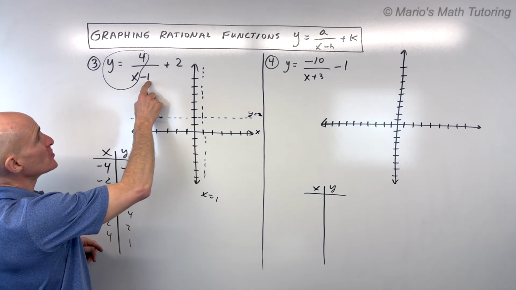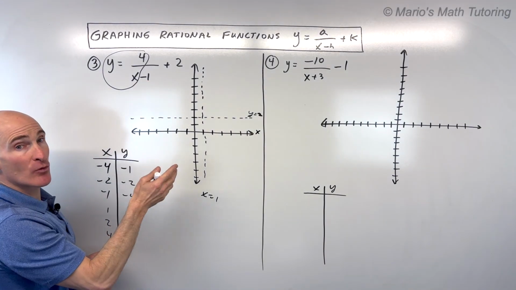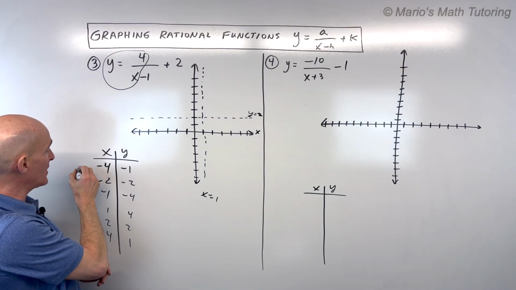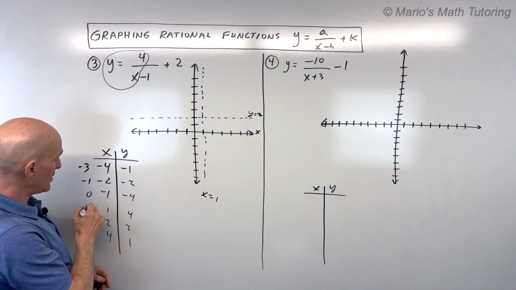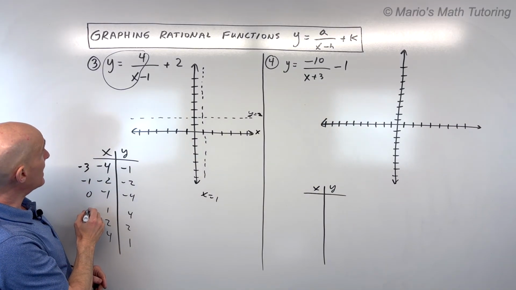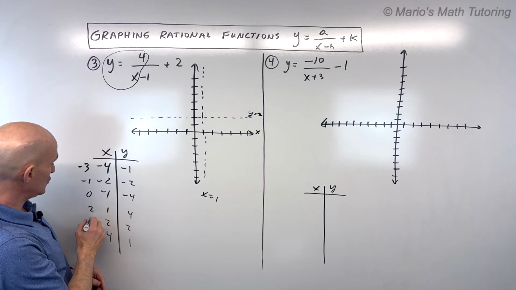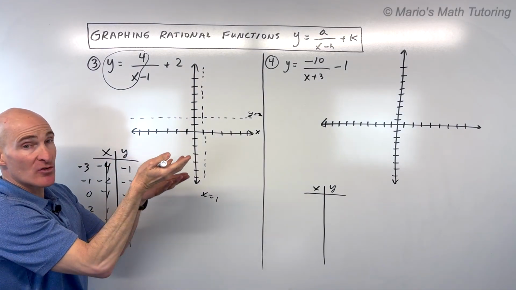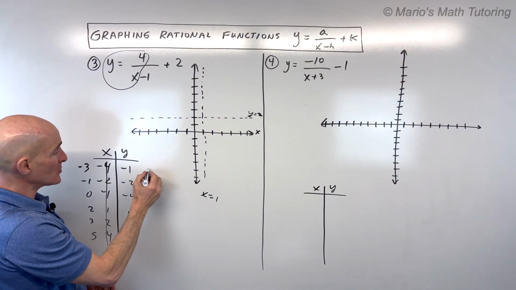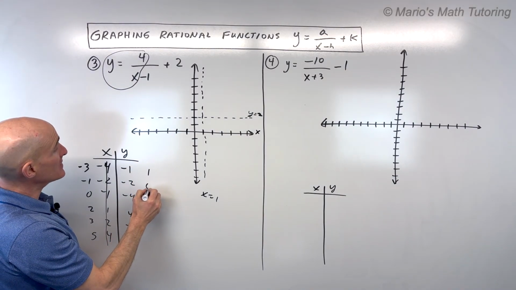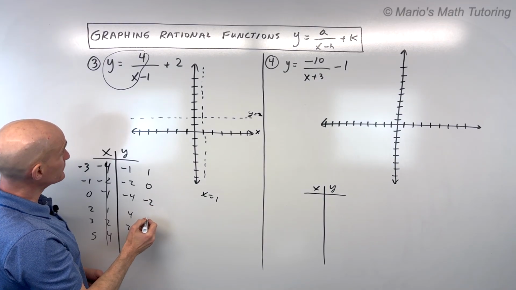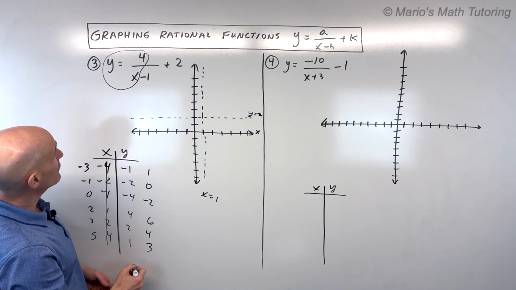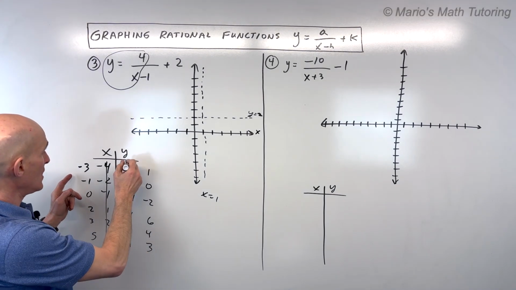Now, some teachers don't like that, some students don't like that. What you can also do is say, well, the minus 1 shifts everything right 1. So I'm going to add 1 to all my x values since x controls left and right. So that would be -3, -1, 0, 2, 3, and 5. Cross out the old x values. The plus 2 shifts the graph up 2, which means we're going to add 2 to the y values. So this would be 1, 0, -2, 6, 4, and 3.